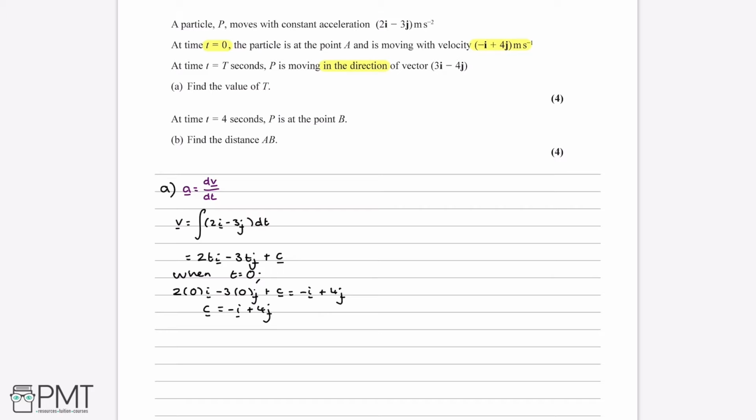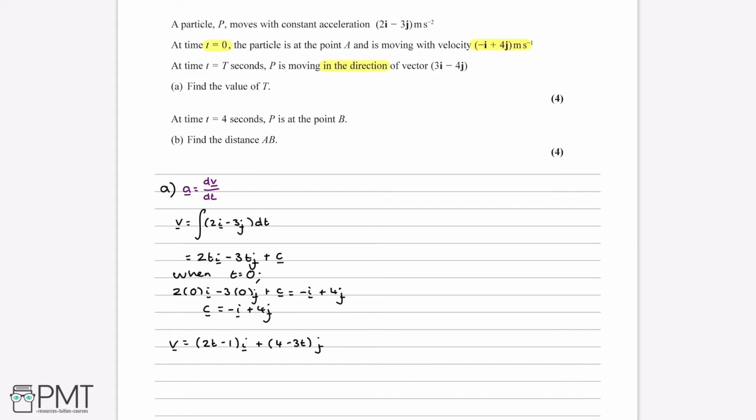Therefore, if we write the full expression for velocity, and also factorise the i terms and the j terms to keep them together, because it tends to be easier to work with them like that, we get that (2t minus 1)i plus (4 minus 3t)j is our expression for the velocity of particle P.